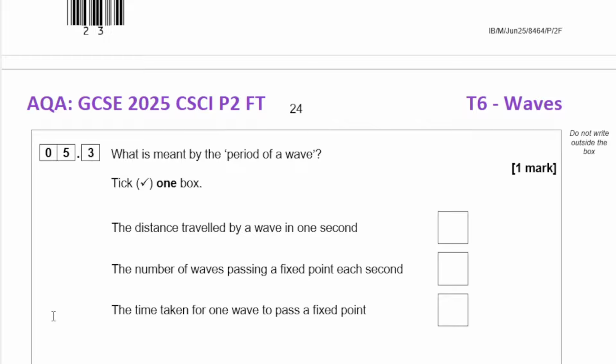What is meant by the period of a wave? Now, the period of the wave is the time taken for one wave to pass a fixed point. That's a definition that you have to remember. The distance traveled by the wave in 1 second, we don't actually give it a specific keyword for it. The number of waves passing a fixed point each second, that would actually be the frequency. This is the frequency.